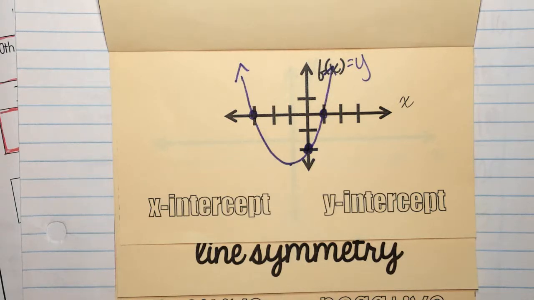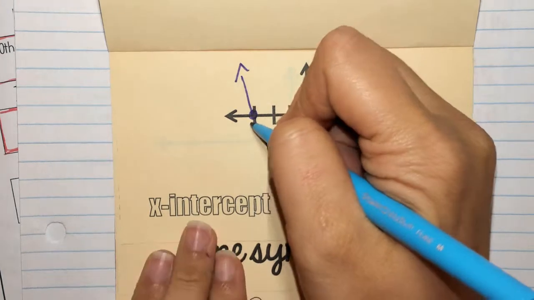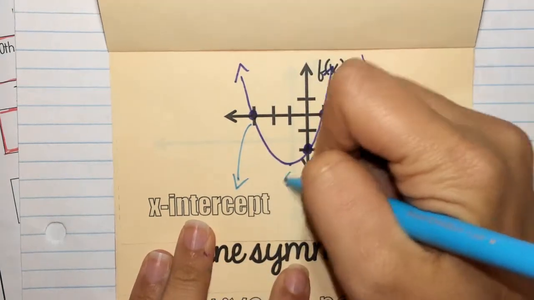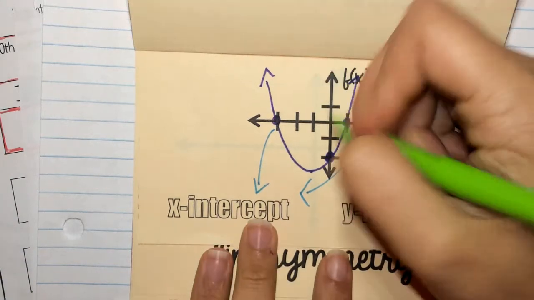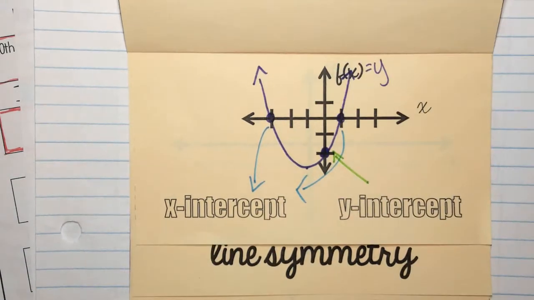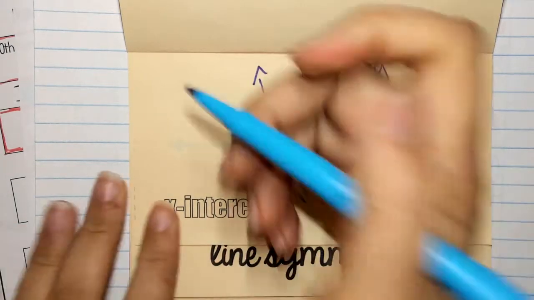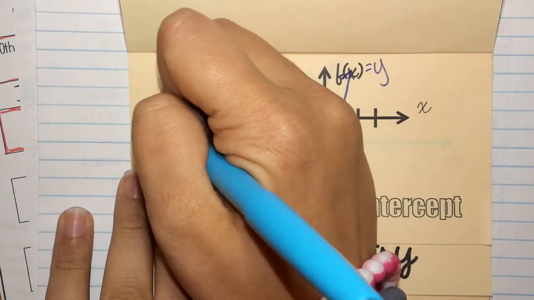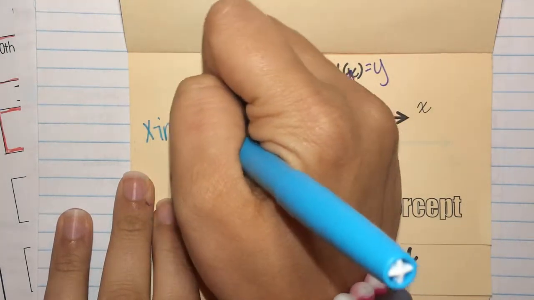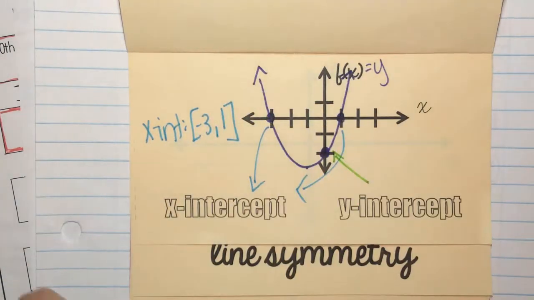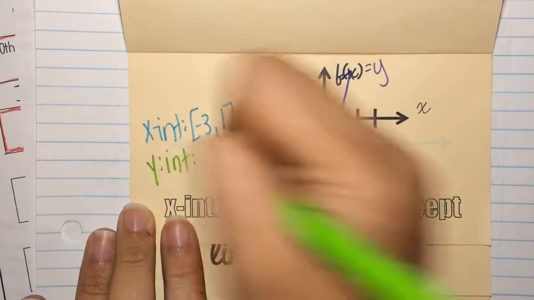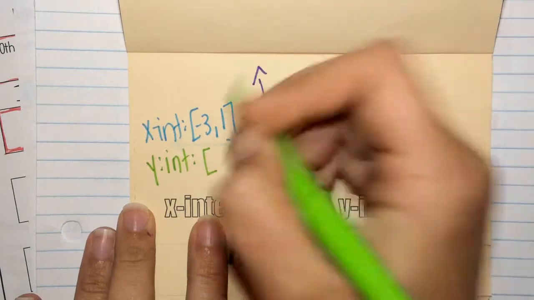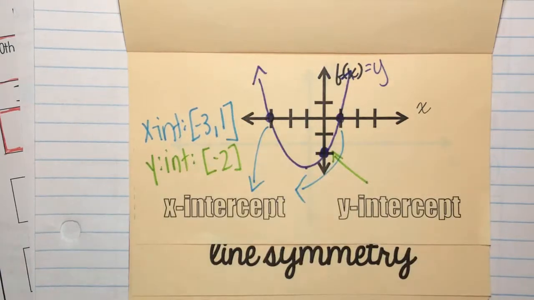Alright, so now, x-intercepts are where they cross the x-axis. So that's right here and right here. Y-intercepts are where they cross the y-axis. There's only one of those, and it's right here. Isn't it magic? Alright, so we say that our x-intercepts are at -3 and 1. And our y-intercept, we only have one of those, and it's at -2.